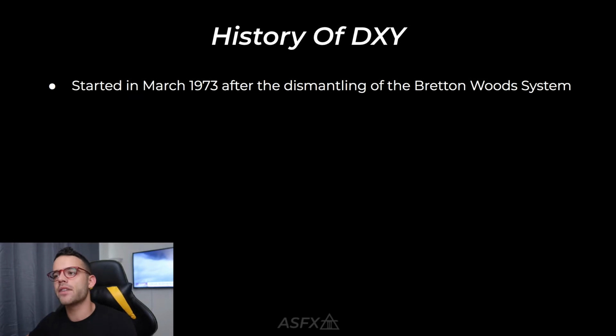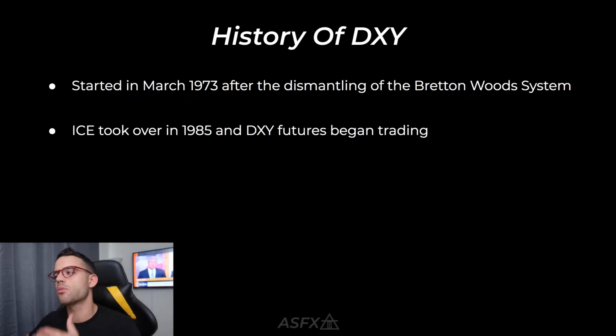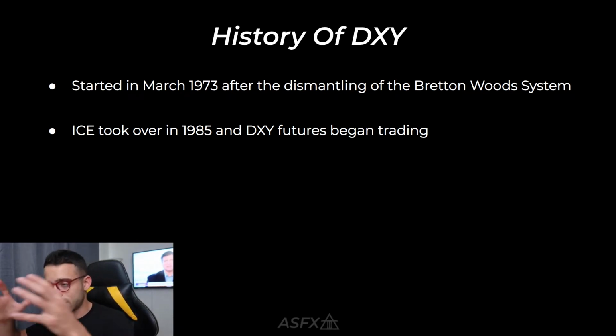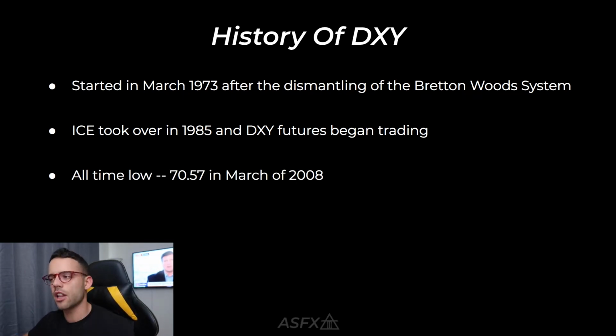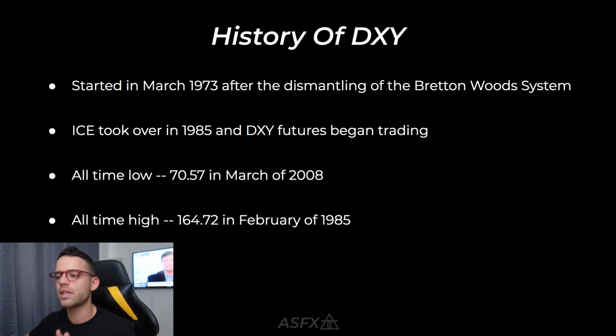But taking that back even further, to the history of where this index comes from, it started being tracked in 1973 after the Bretton Woods system was dismantled. Then, like I said, ICE took over the exchange, took over its entire exchange basically in 1985 as the dollar index futures started trading. Now, 2 notable points in time are the all-time low at 70.57 in March of 2008 during the economic collapse here in the United States.